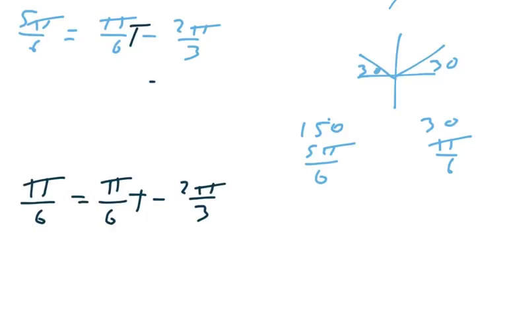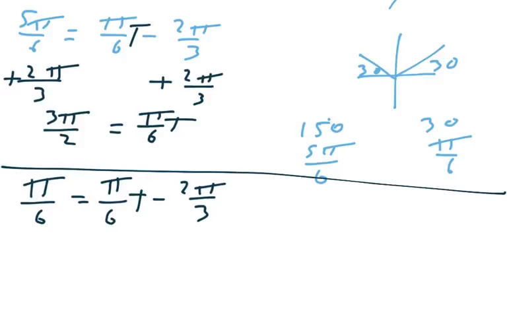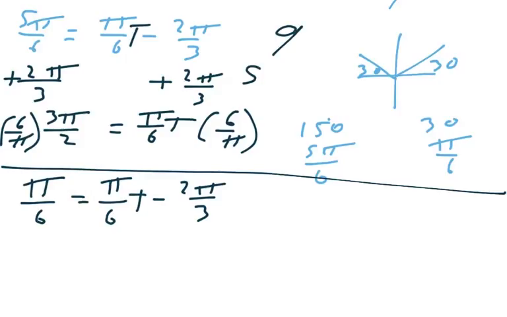So I'm going to add 2 pi over 3. So 5 over 6 plus 2 over 3 is 3 over 2. Running out of room here, so I'm going to multiply both sides by 6 over pi. And that turns out to be 9. Which month is 9? That is September.